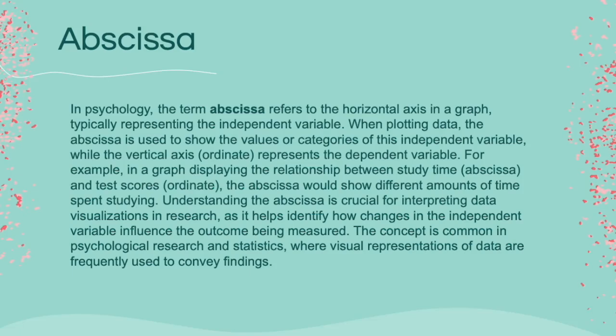For example, in a graph displaying the relationship between study time, abscissa, and test scores, ordinate, the abscissa would show different amounts of time spent studying. Understanding the abscissa is crucial for interpreting data visualizations in research, as it helps identify how changes in the independent variable influence the outcome being measured. The concept is common in psychological research and statistics, where visual representations of data are frequently used to convey findings.